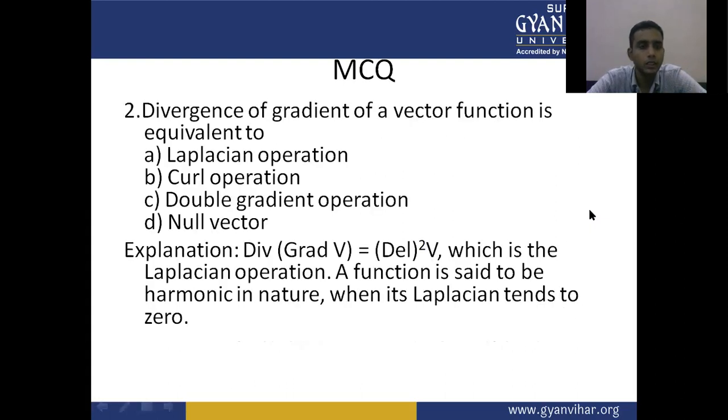Question number 2: the divergence of the gradient of a vector function is equivalent to. There are four options: A. Laplacian operation, B. Curl operation, C. Double gradient operation, D. Null vector. Divergence of gradient V equals del square V, which is the Laplacian operation. A function is said to be harmonic in nature when its Laplacian tends to 0.